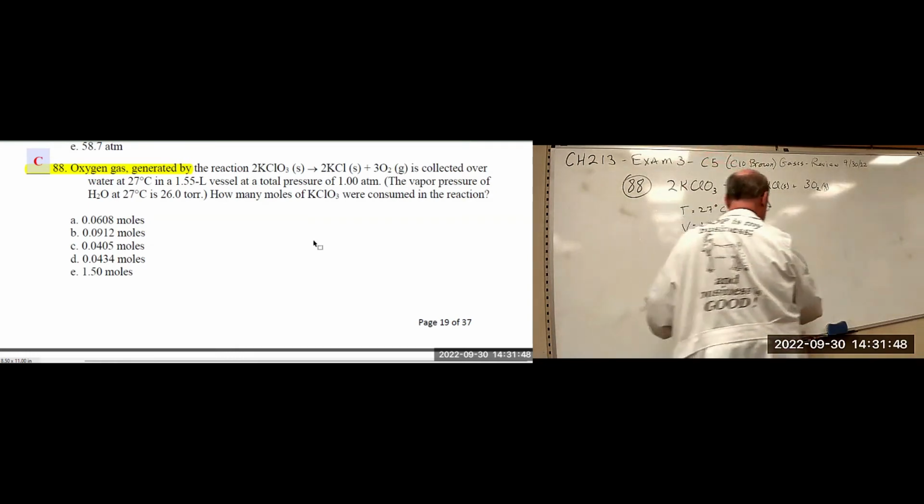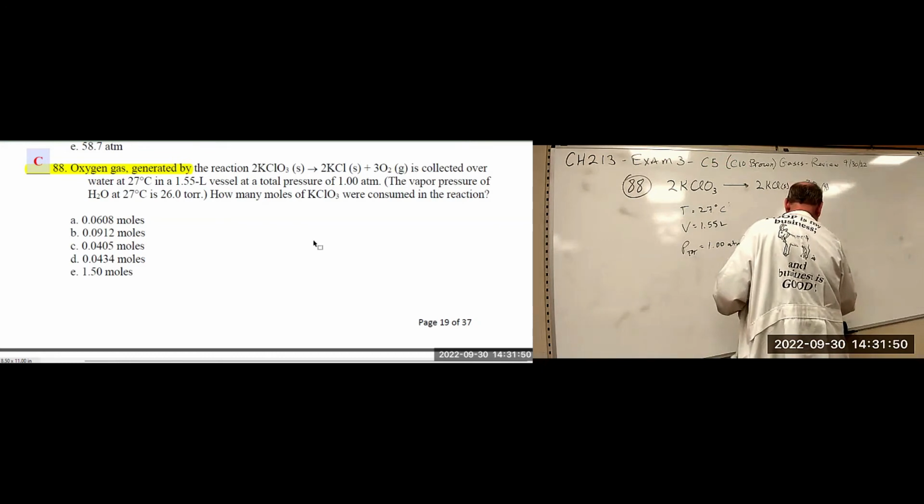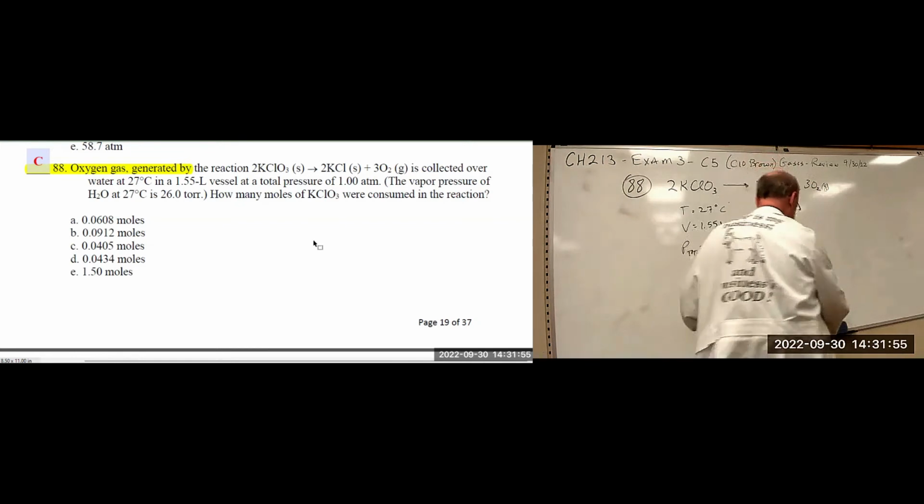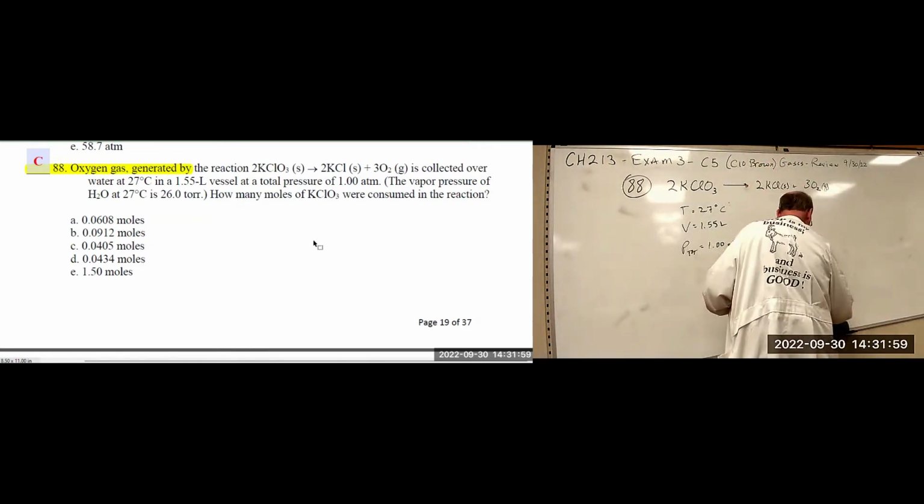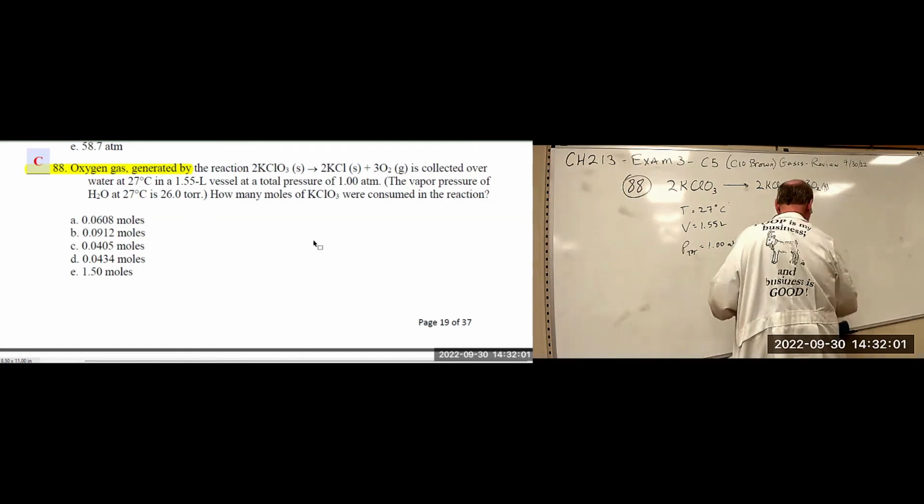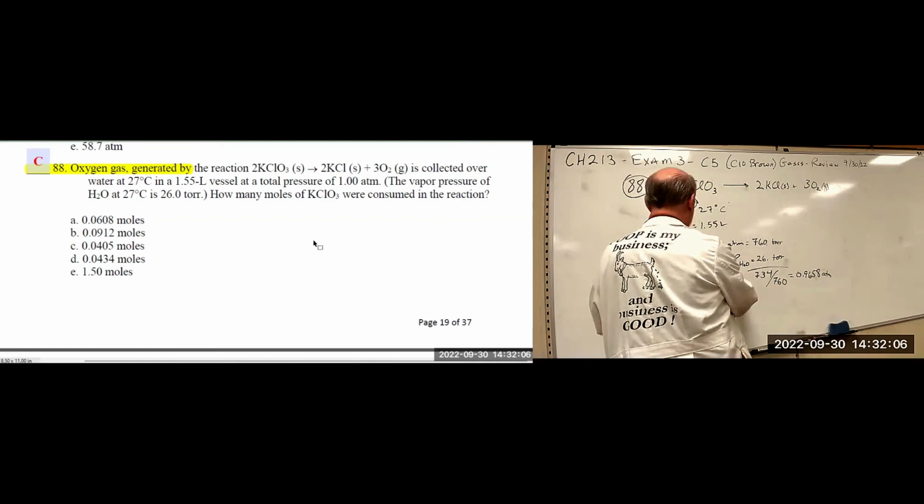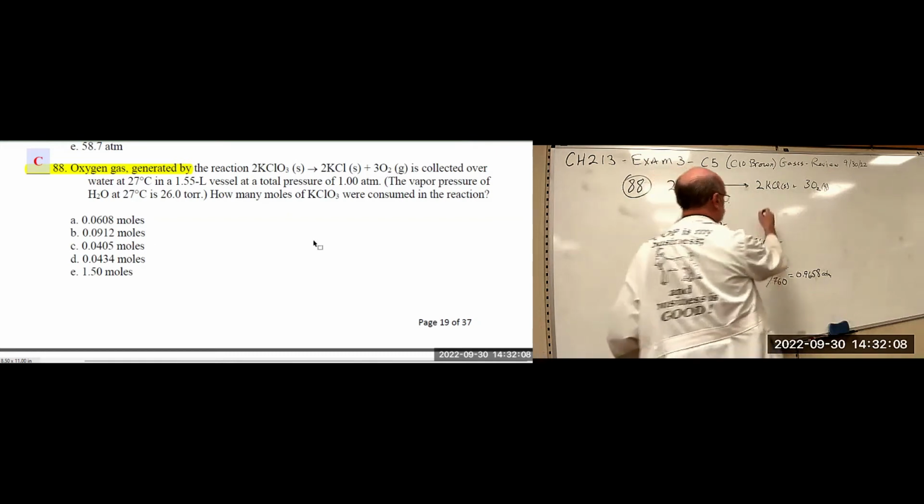0.9658. 0.9568. Did I do that right? No, 0.9658. My dyslexia is kicking in. There we go, atmospheres. So now we have pressure, volume, temperature. We can find moles.